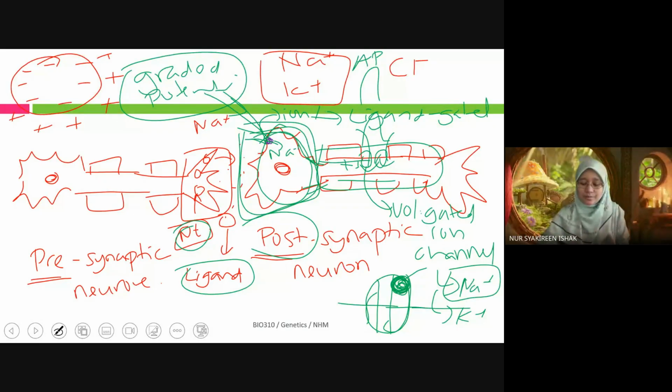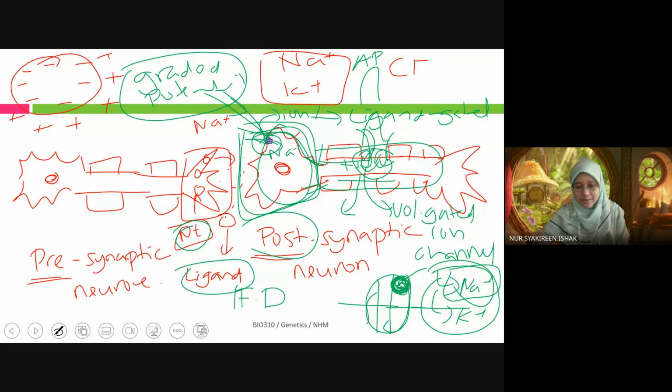Another ion involved in the movement is potassium. Remember, if sodium enters, potassium diffuses out. The movement of all these ions is through facilitated diffusion. No matter whether it uses ligand gated or voltage gated, the process is facilitated diffusion. The movement of ion is down the concentration gradient.